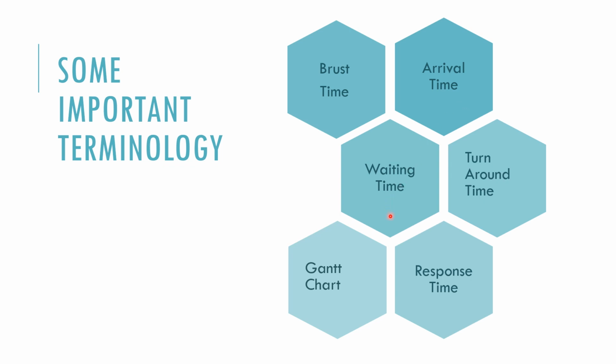Waiting time. The total time a process spends waiting in the ready queue before it gets executed by the CPU is called waiting time. Waiting time is equal to turnaround time minus burst time. Coming to turnaround time, the total time taken by a process from its submission to the system until it completes its execution is called turnaround time. Turnaround time is equal to completion time minus arrival time.